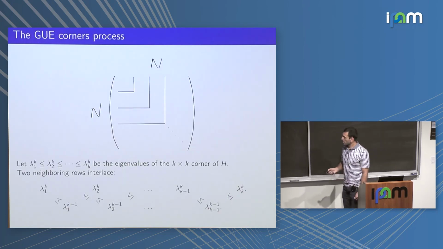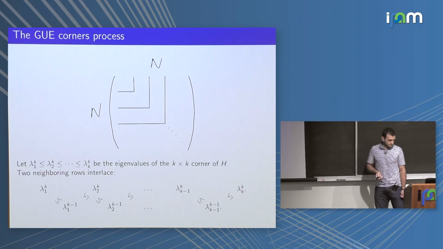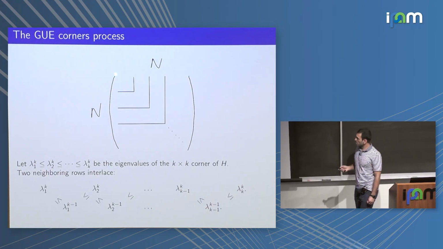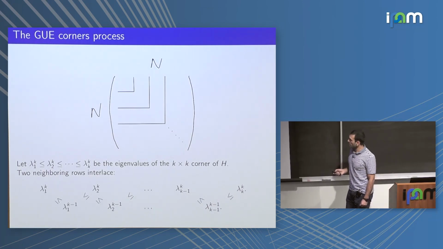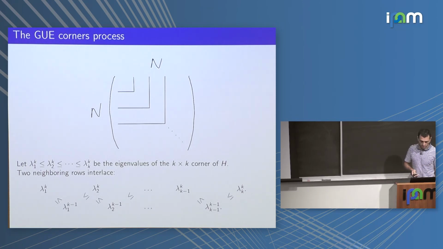What is that process? If you take an n by n Hermitian matrix from the Gaussian unitary ensemble, and you look at corners of the matrix and look at the eigenvalues, so for example the 1 by 1 corner, 2 by 2 corner, 3 by 3 corner, and so on, you have 1 eigenvalue here, 2 eigenvalues here, 3 eigenvalues here. It turns out that if you take, say, a k by k corner and the k plus 1 corner, then the k eigenvalues here will lie in between the k plus 1 eigenvalues here. In other words, you again have interlacing between neighboring corners.